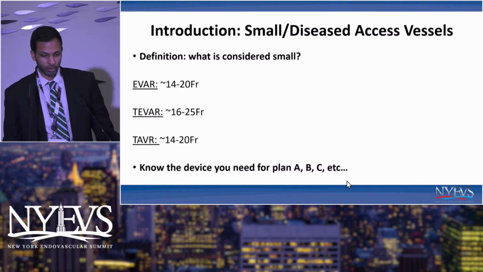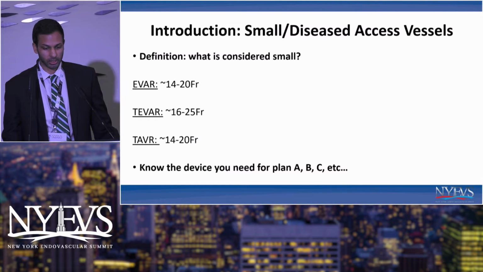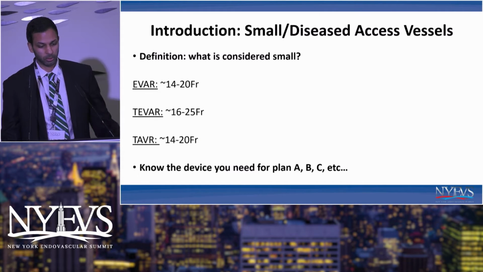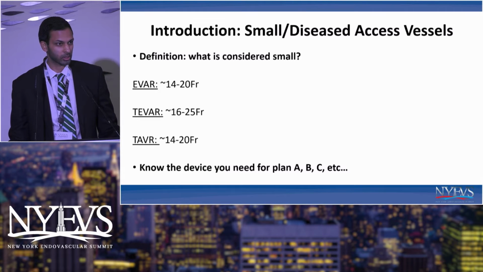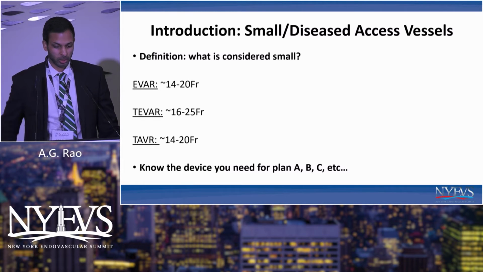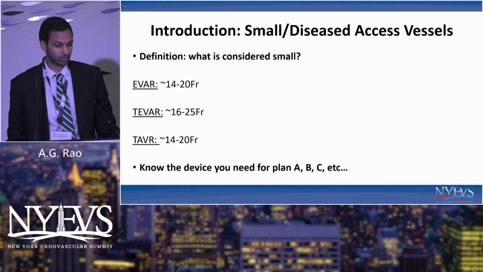So, I'll be talking about small and diseased access vessels and how to manage them. But before we even get there, it's important to define what's considered small. That really depends on the endograft that you're putting in, right? If you're putting in a 20 French device, then a 6mm vessel may be small. If you're putting in something much lower profile, then that may be adequate.